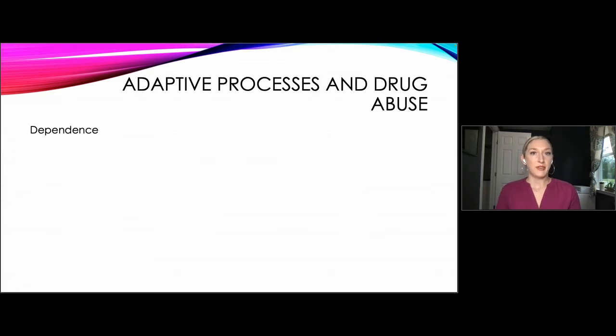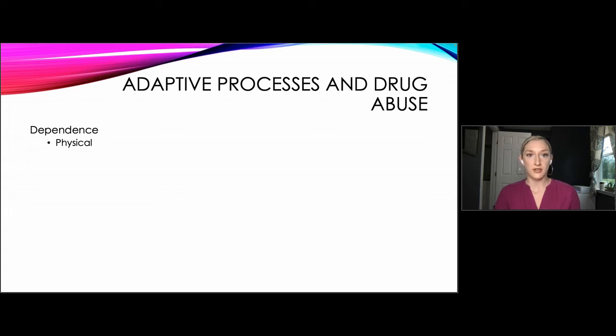Now looking at adaptive processes and drug abuse. Drugs can alter the normal functioning of organ systems and can even cause death. So we look at dependence first, which is simply changes or adaptations that occur as a result of frequent drug use. You can have physical dependence, which typically results in damaged social or personal skills, relationships, and impaired brain and motor functions.